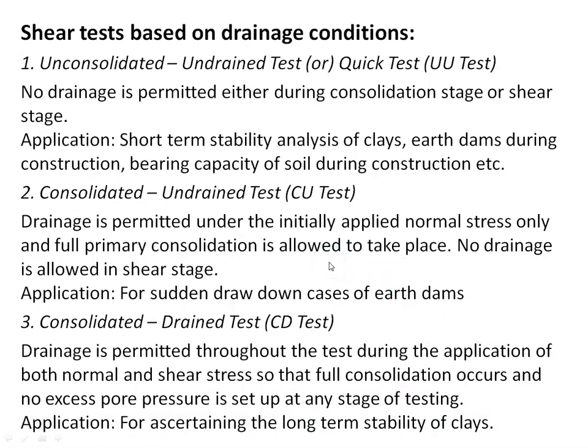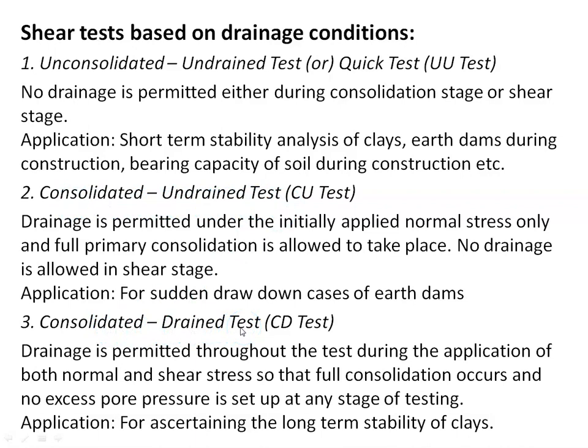So how to estimate the shear parameters? We can estimate the shear parameters from the shear tests conducted in the laboratory. These shear tests can be classified into three types based on the drainage conditions provided in the laboratory. They are the UU test, CU test and CD test. What is the UU test? Unconsolidated undrained test, which is also called the quick test. Then consolidated undrained test, and consolidated drained test.